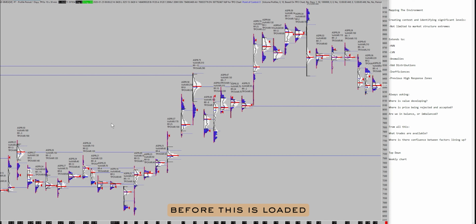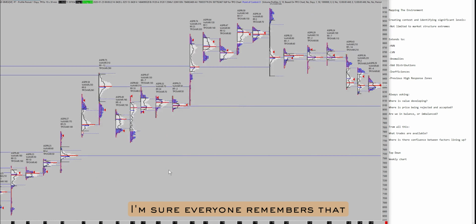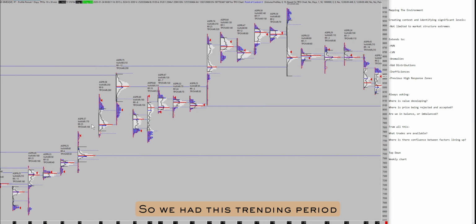This actually, to the left, before this is loaded, is a period in which we were ranging for quite a long period of time. This was the end of December up into the beginning of January. I'm sure everyone remembers that. So we had this trending period through that level. Okay. Finally, we have a little bit of consolidation, and we see that form after the value area is lost.